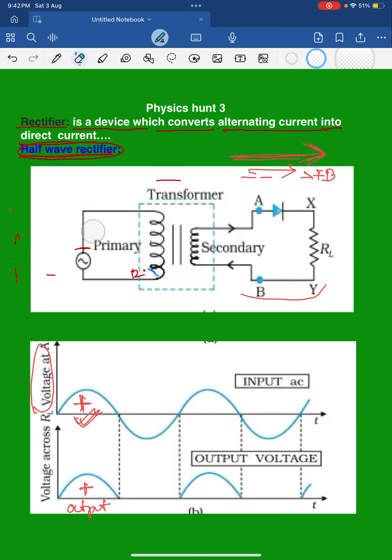Okay, just a second, I will erase everything. Yes.